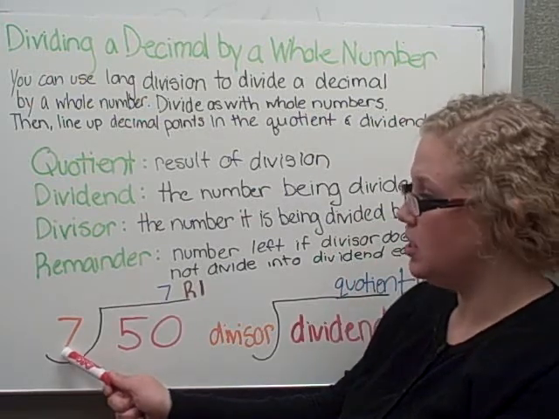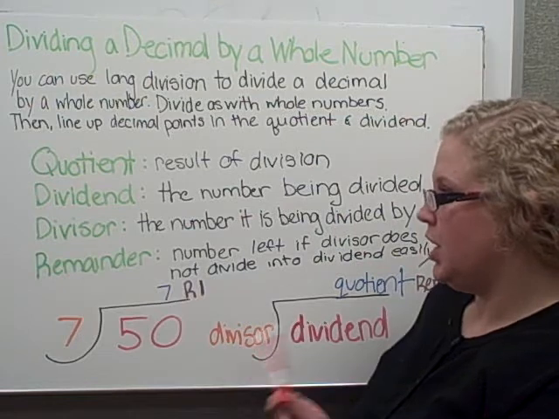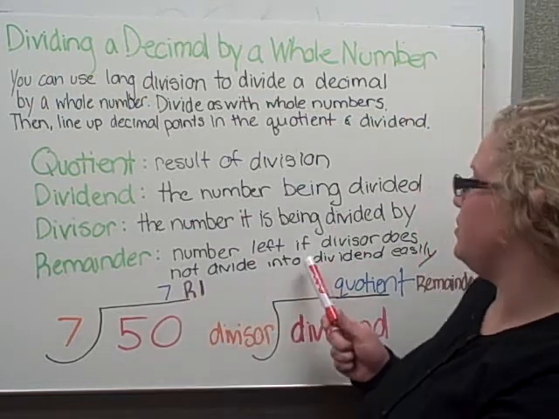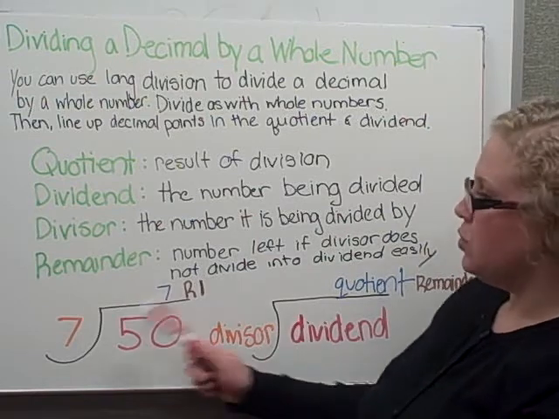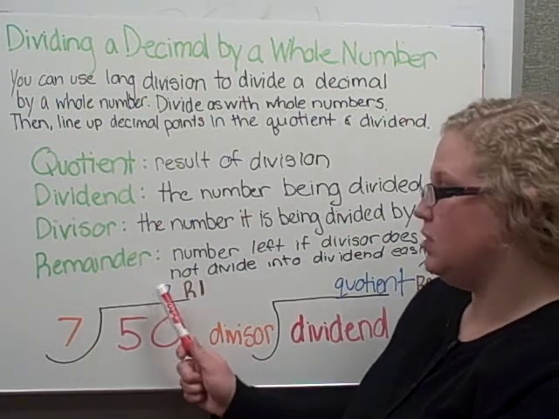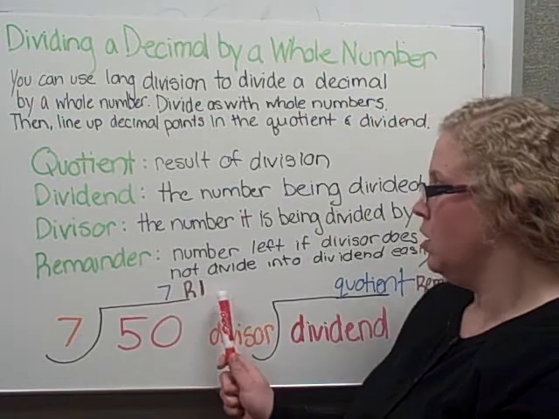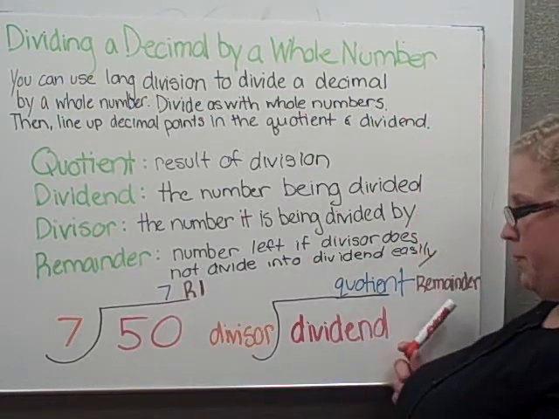So our divisor is here and here. And our remainder is the number that is left if the divisor does not divide into the dividend easily. So 7 divided into 50 is 7 times and it had a remainder of 1, so we mark our remainders up here.